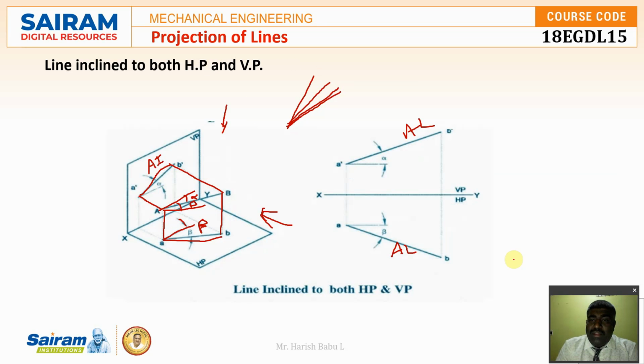When you are dealing with the final condition, remember that you have to assume first with respect to HP and draw the projection. Then you have to draw the projection with respect to VP. Then you merge them together to get the overall picture of a line when it is inclined to both HP and VP.